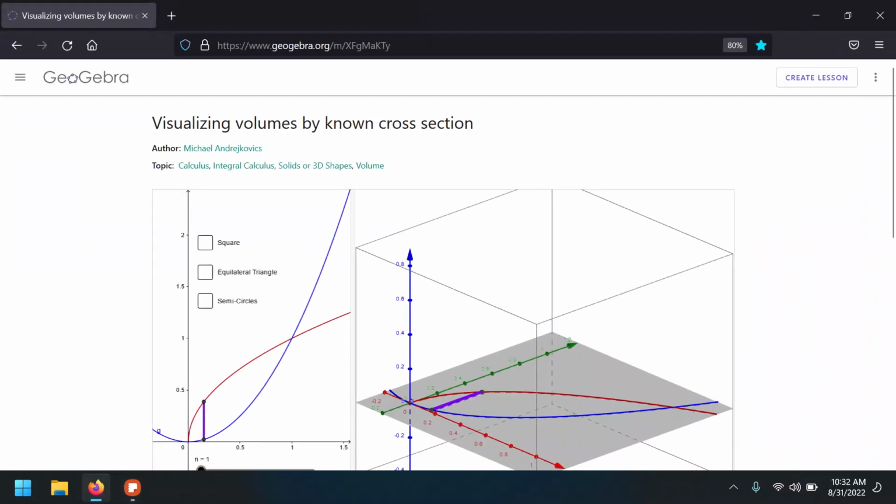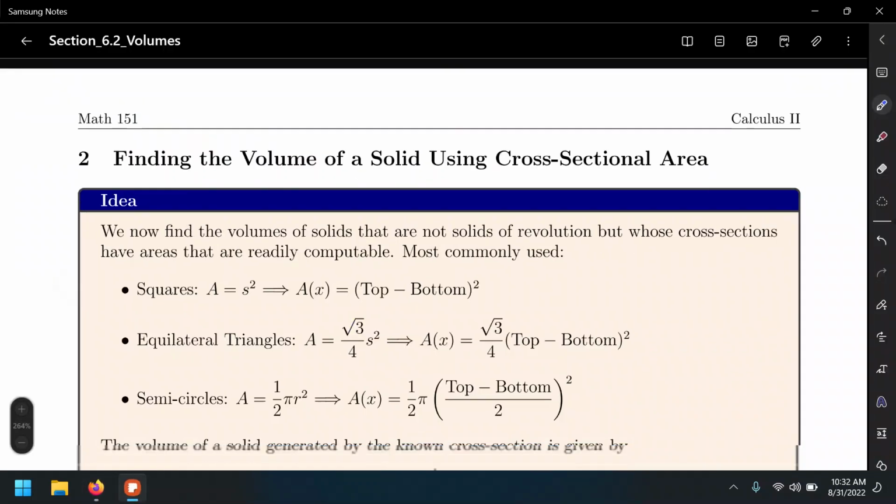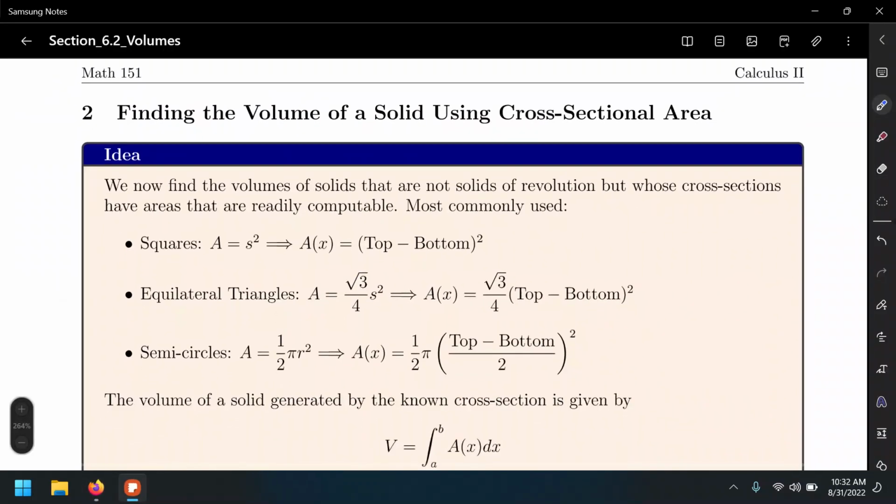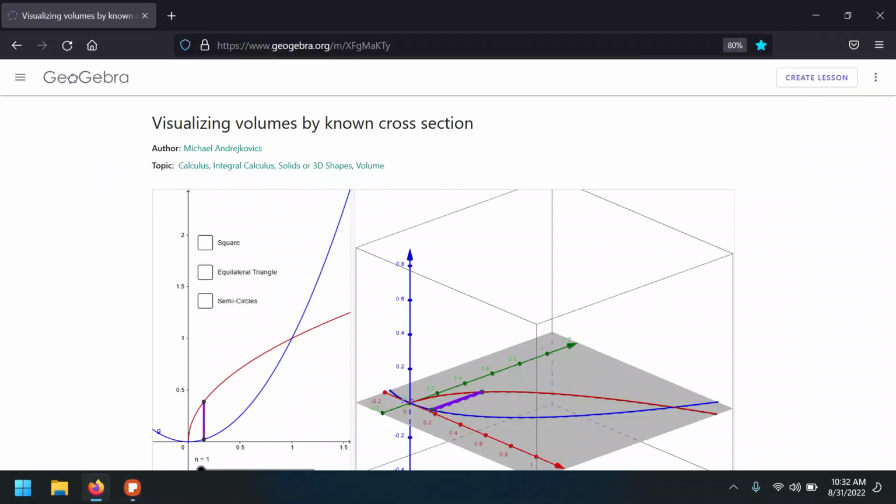All right, so for the next topic, which is cross sections, finding the volume of a solid, but in this case by defining this volume in terms of a cross section. So what is a cross section ultimately?